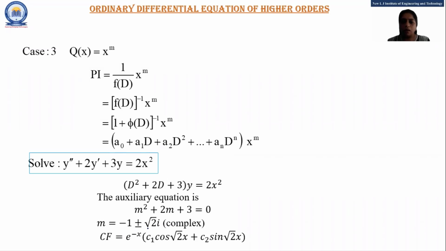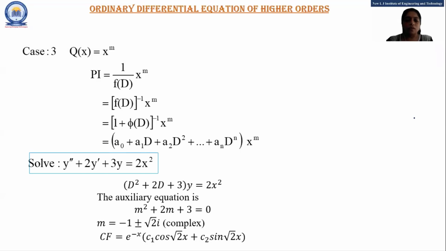As our roots are complex, we write our complementary function: e raised to the real part, which is minus 1. So e raised to minus x, c1 cos of the imaginary part, which is root 2, right? So c1 cos root 2 x plus c2 sin root 2 x.